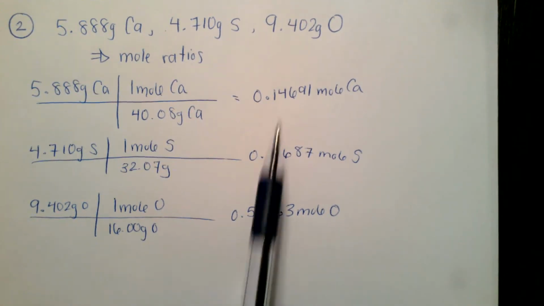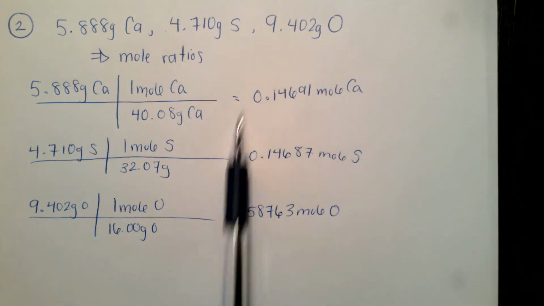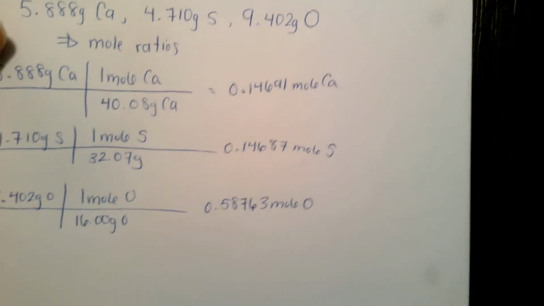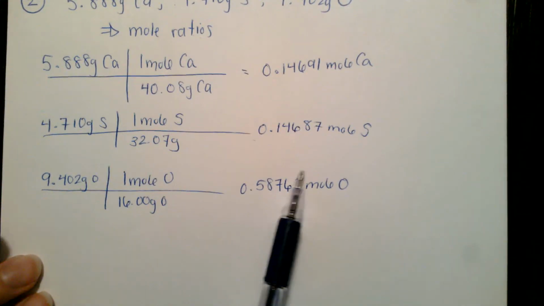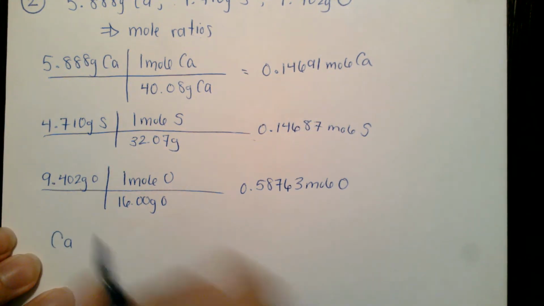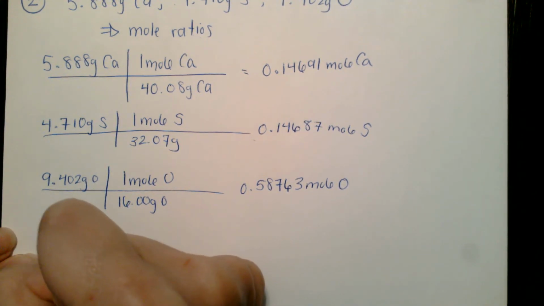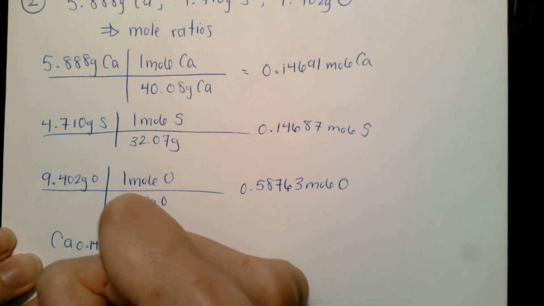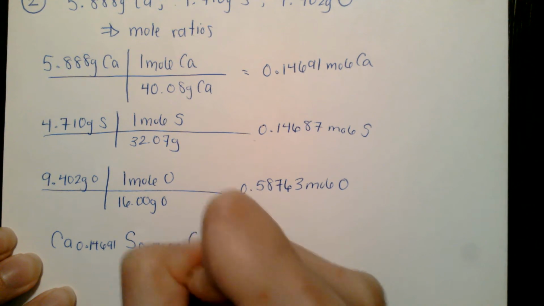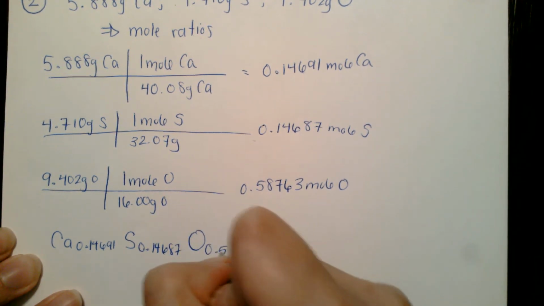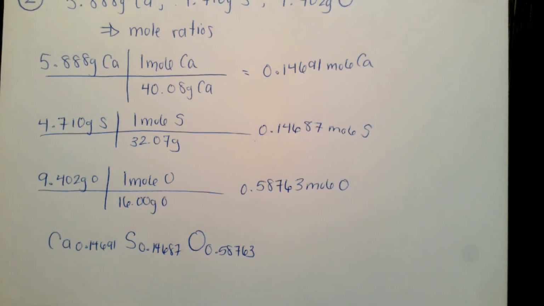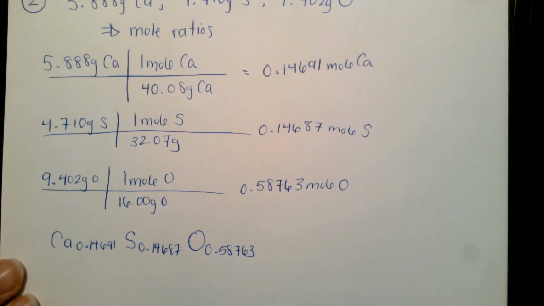Okay, so now we want to make mole ratios from this. So I'm going to take these moles and use them in the chemical formula. So I'm going to put Ca 0.14691, and we have S 0.14687, and we have O 0.58763. So technically, this is our compound. We just need now to turn these into whole numbers.